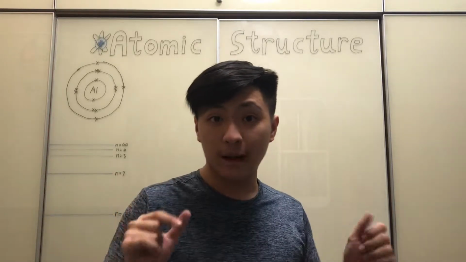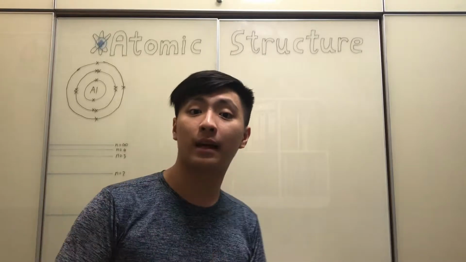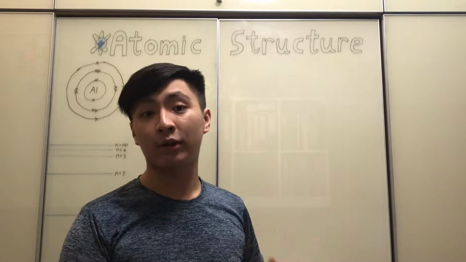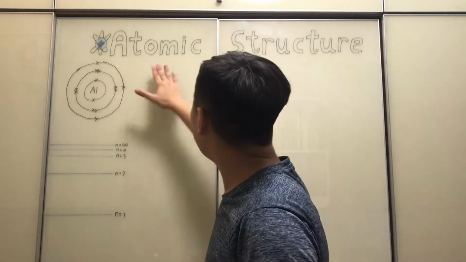Hey guys! So, now that we've completed the first unit of the IB Chemistry syllabus, which is on quantitative chemistry, just make sure you go back and review that every now and then, okay? But now we're going to move on to the second unit, which is on atomic structure.